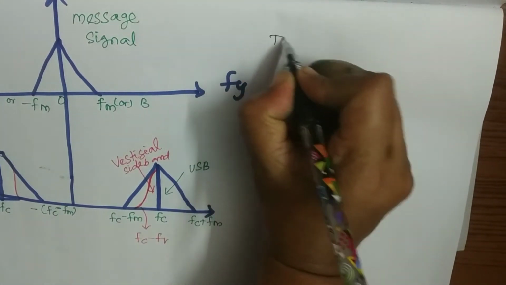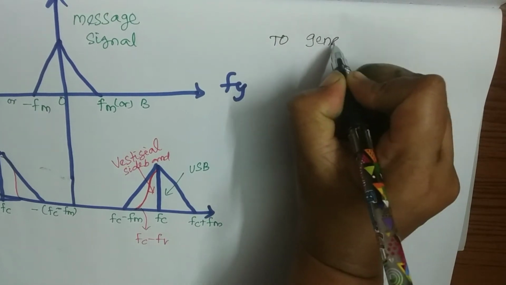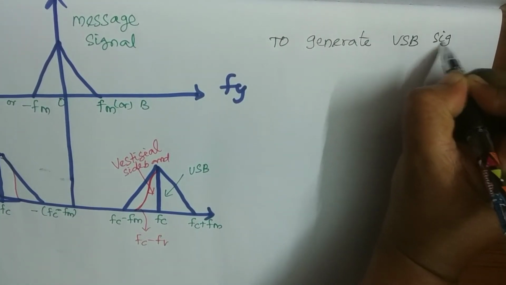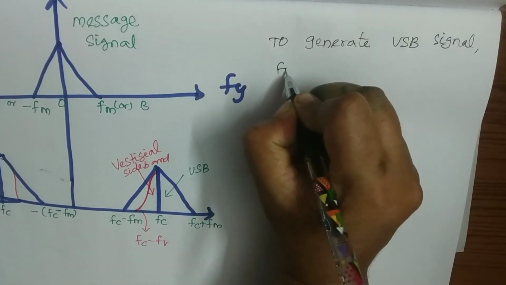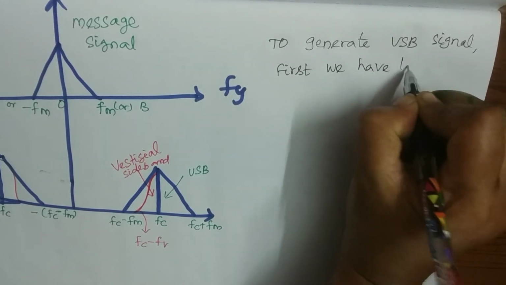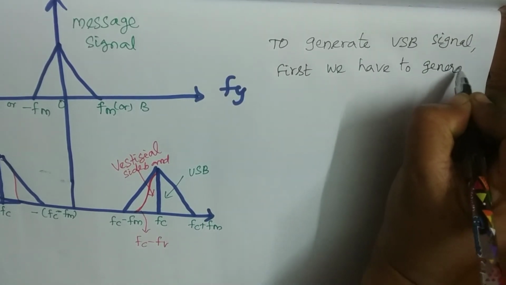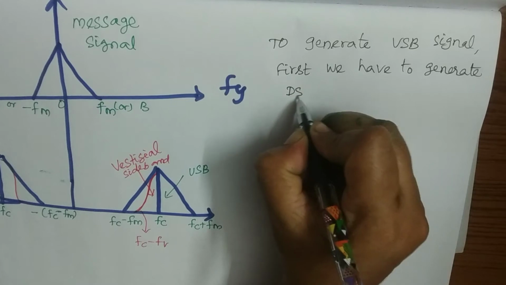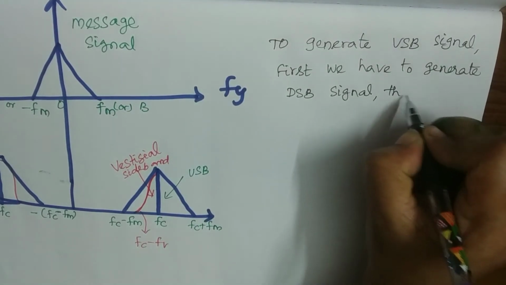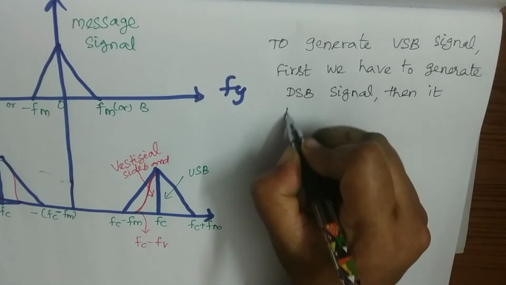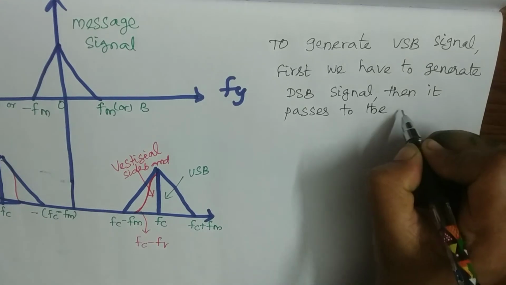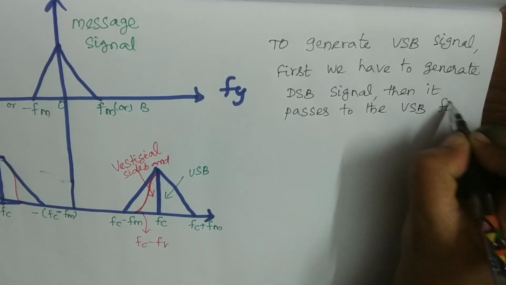So to generate a VSB signal, first we have to generate a double sideband signal, then it passes to the VSB filter.